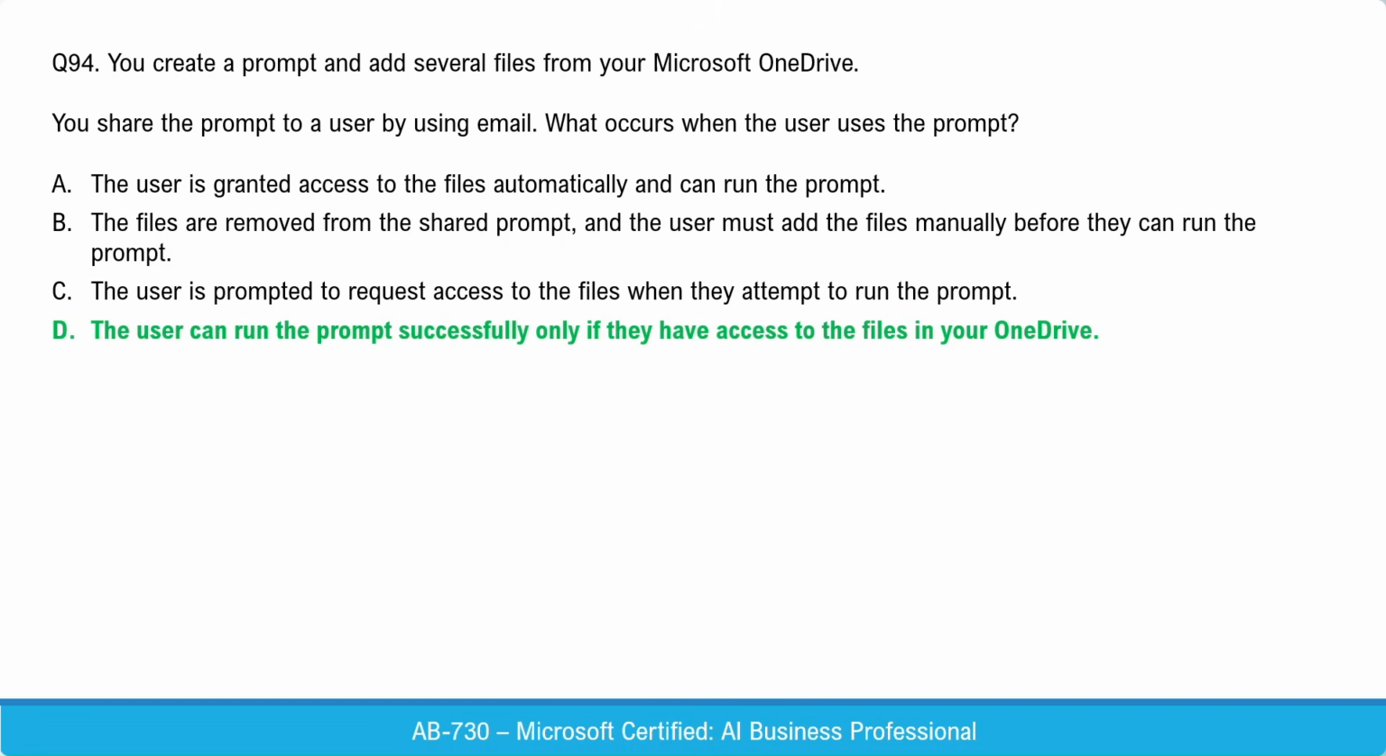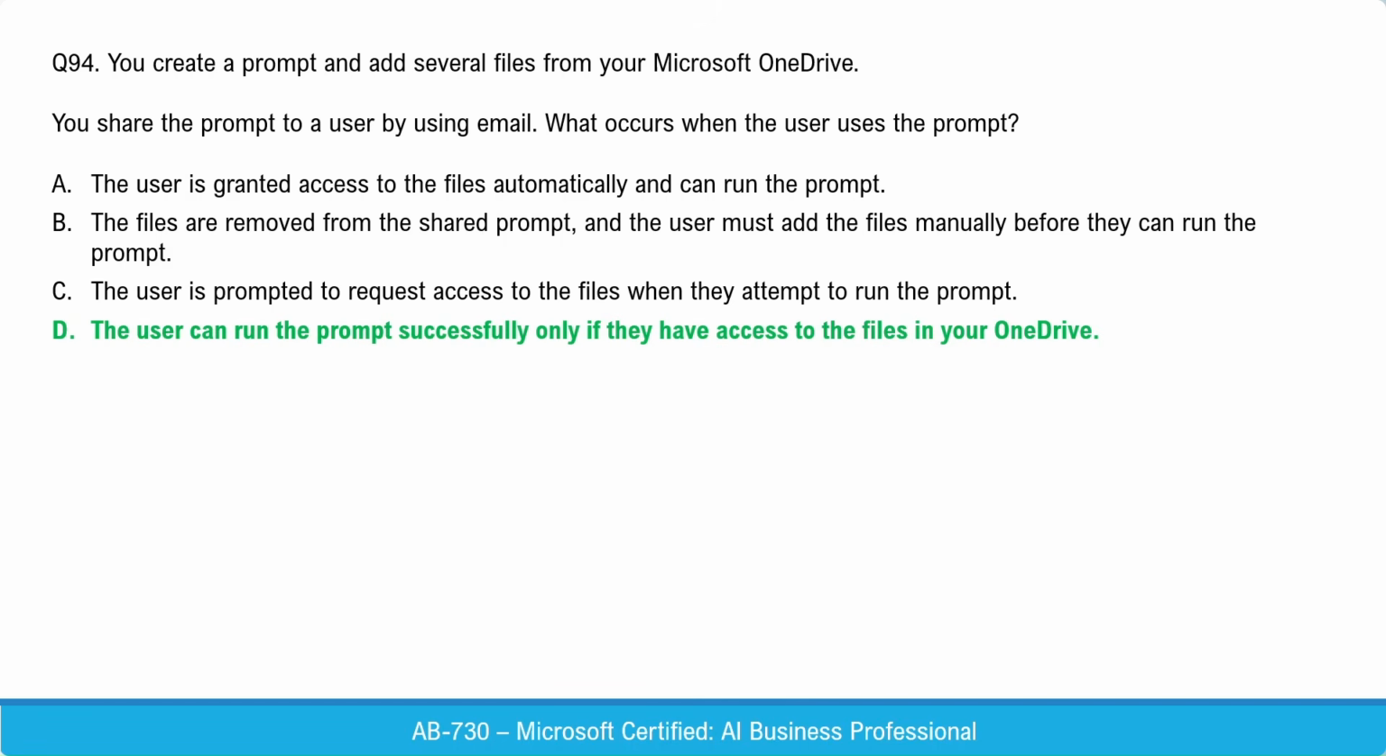Let's understand why. You created a prompt in 365 Copilot and added files from your OneDrive. Then you shared that prompt with another user. Now the key concept here is permissions. Copilot always respects existing permissions. It does not grant access to files automatically just because you shared a prompt. So when the user tries to run the prompt, it will only work properly if that user already has access to those files in your OneDrive.